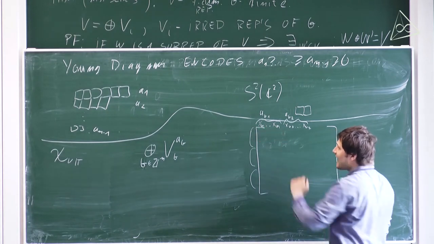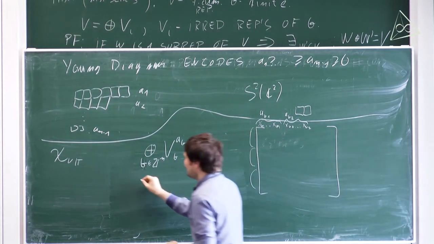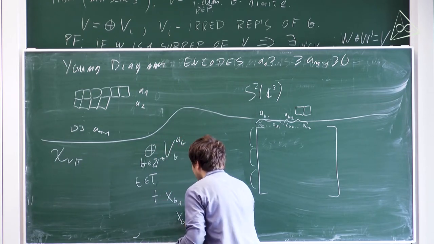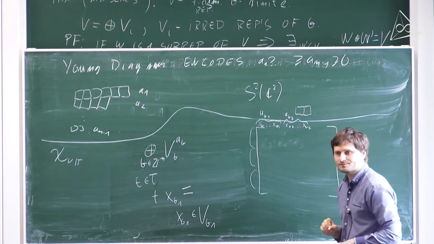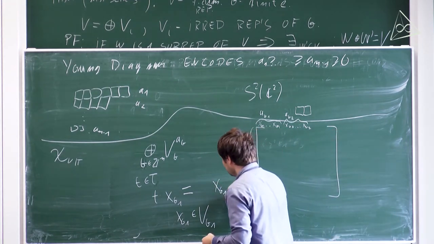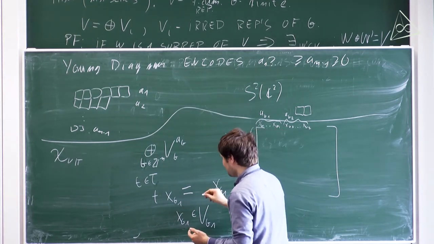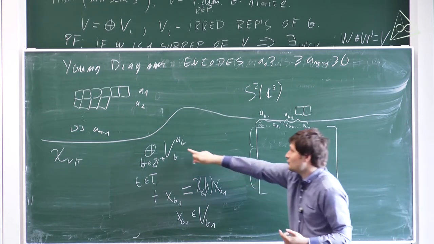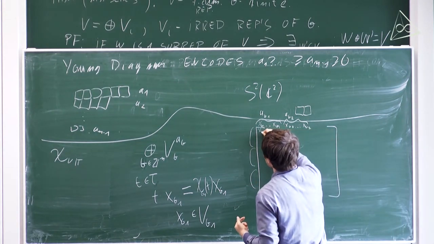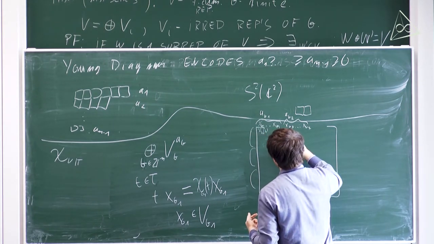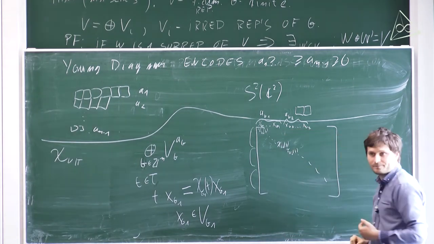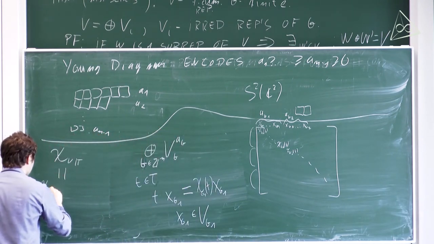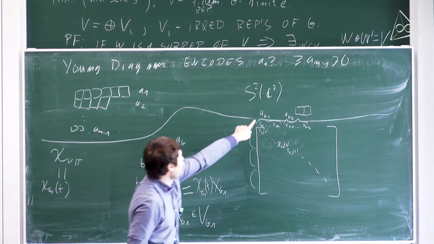Now, how does the torus act on x_b1? If I pick an element of a torus, how does it act on x_b1, where x_b1 was taken from V_b1? It's scaling. Scaling by what? By basically the character of b1 on t. That's the definition, because these are one-dimensional representations. So what do we have? Xi_b1(t), Xi_b1(t), Xi_b2(t), and so on. So what is this character? Well, it's Xi_b1(t) taken a_b1 times.